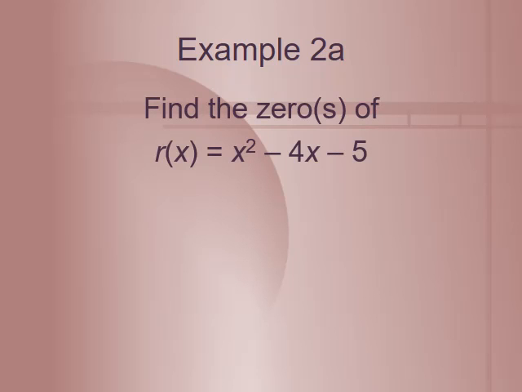So let's look at this example. This example is actually in 2 parts. We have 2 different problems to solve on this one. So we want to find the zeros of r of x equals x squared minus 4x minus 5.